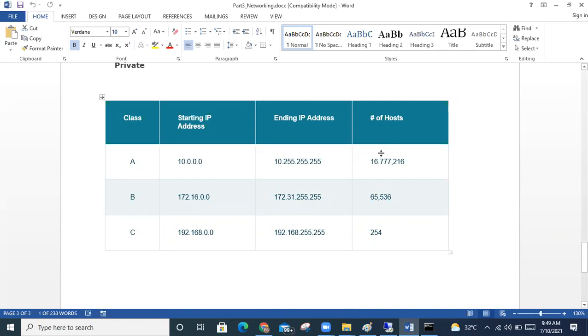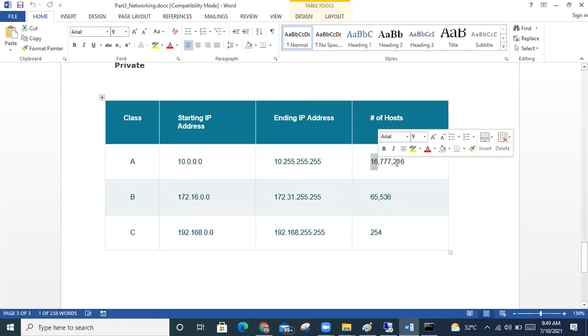So in the 10 series, how many IPs are coming? Somewhere around 16 million IPs are coming. For class B, you need to use the second digit; 16 to 31 only you can use. So that is 65,000. For example, if you have a company with 100 machines only, what class will you use?